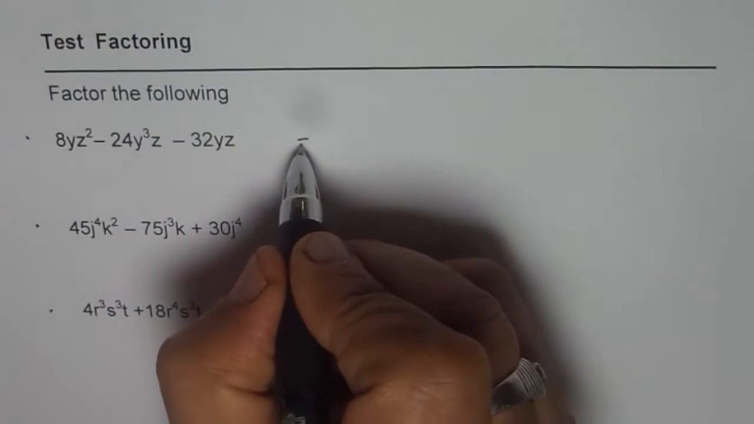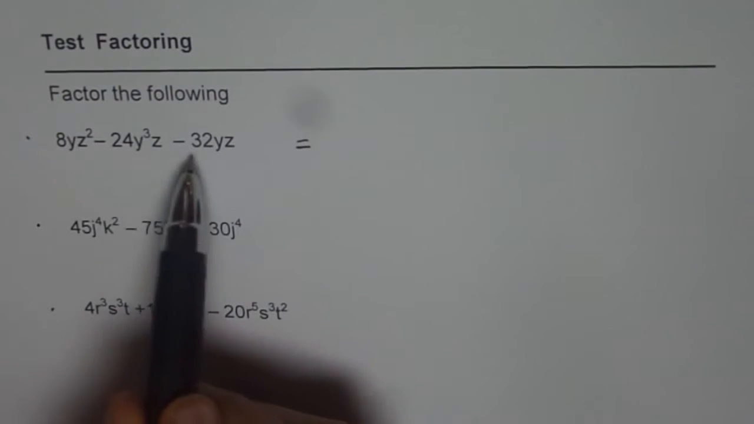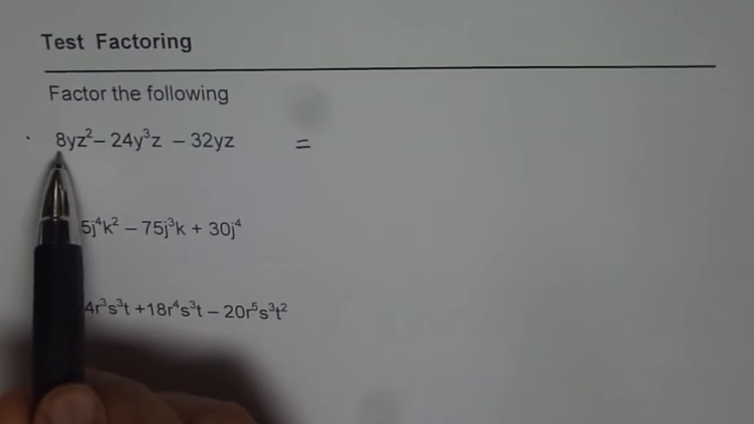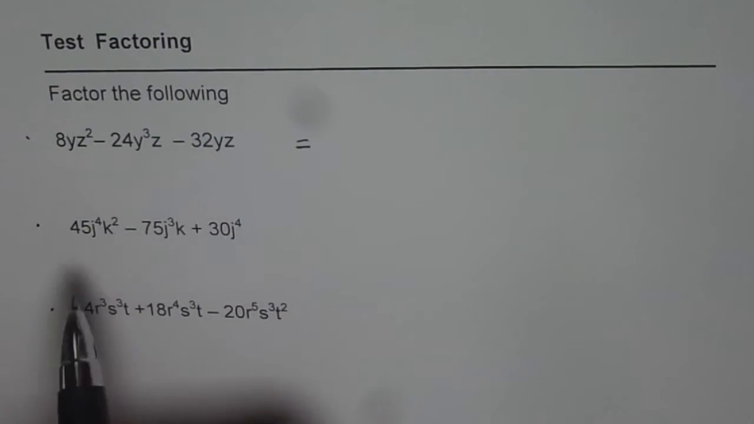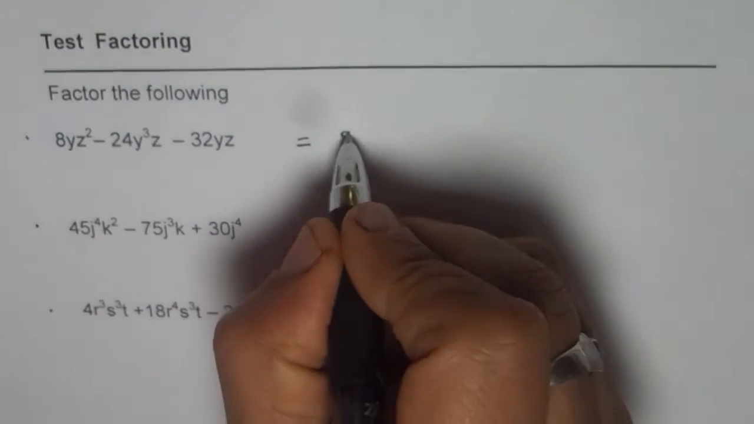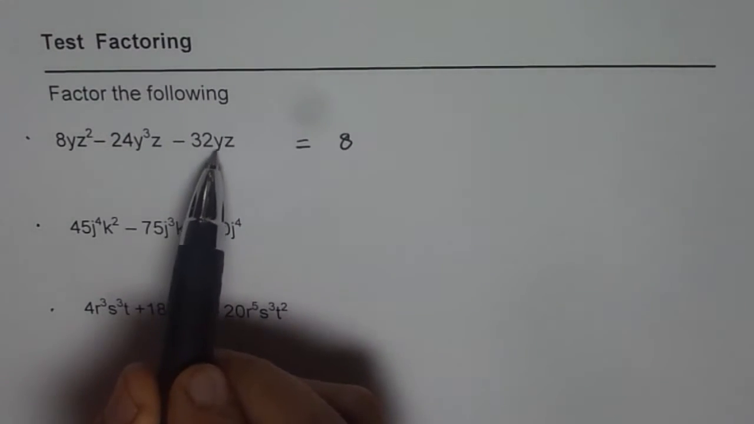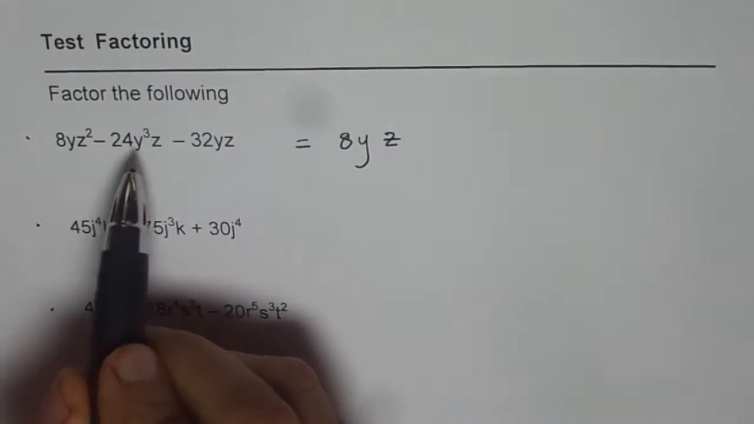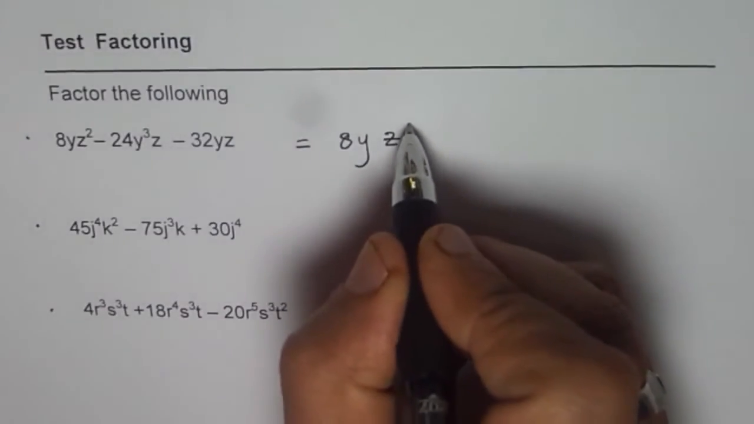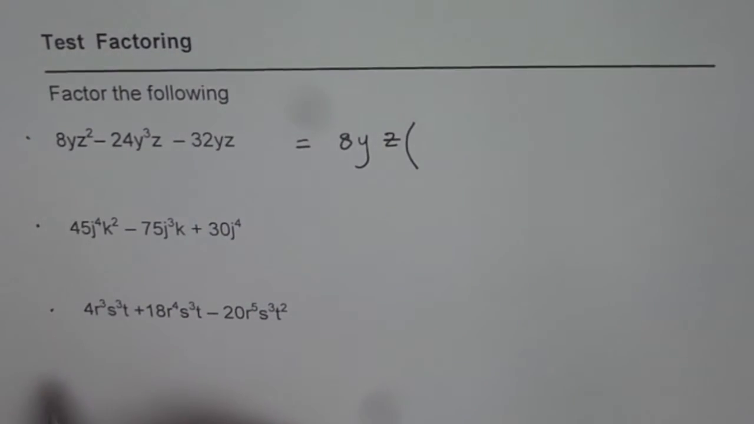Now in the very first one you'll find that amongst the numbers 8 is a common factor. 8 times 1 is 8, 8 times 3 is 24, and 8 times 4 is 32. So we can factor out 8, right? Now let's look into the variables y and z. There's one y here, 3 and 1. So one of them can be factored. As far as z is concerned, 2, 1 and 1. So one of them can be factored. So 8yz is the common factor from this trinomial.